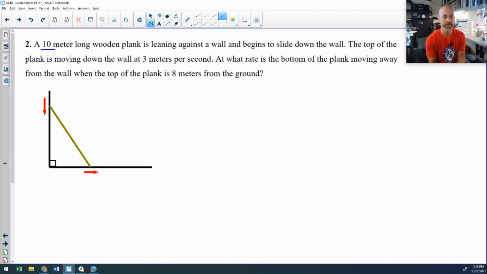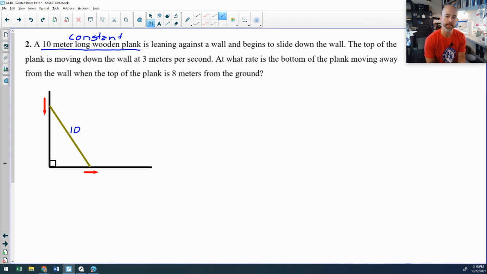The plank is 10 meters long. That plank is not changing length. The plank is not growing, it's not shrinking. That is constant. And because that is constant, I'm going to go ahead and put 10 right here. Now, if the hypotenuse, if that measurement changed, I would have to call it an h for hypotenuse or whatever you want to call it. So there's a constant of 10. I'm going to go ahead and plug that in.